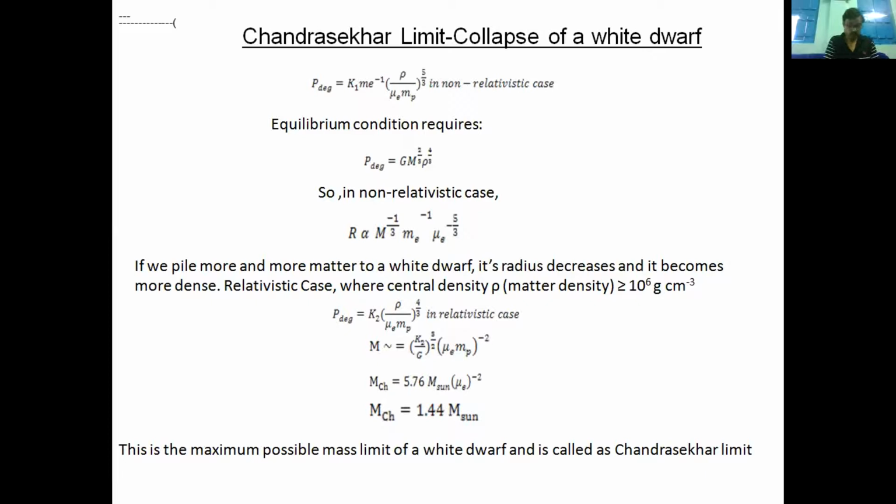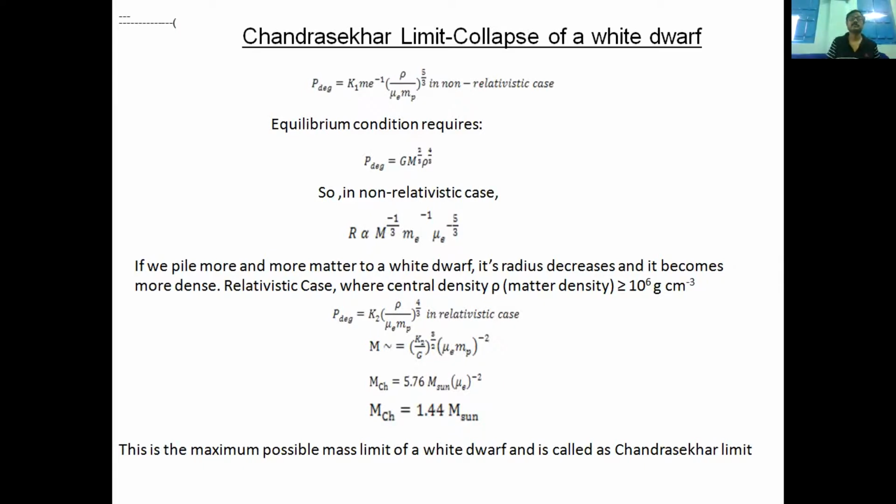Now, the equilibrium condition requires that the degeneracy pressure should be equal to G M^(2/3) rho^(4/3). So, when we equate the two, we get a relation in which the radius is proportional to mass raised to minus 1/3. That is, radius is inversely related to mass. That is, if we pile more and more matter onto a white dwarf, its radius decreases and it becomes more dense. That may pass on to the relativistic case because the central density may exceed 10⁶ gram per centimeter cube.